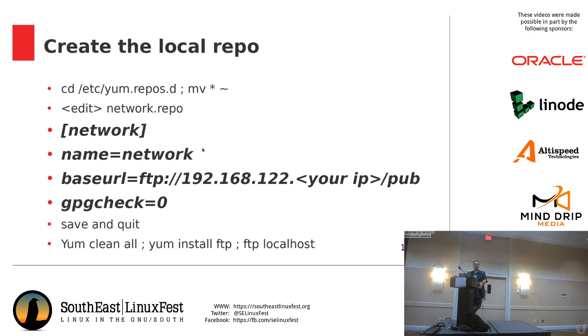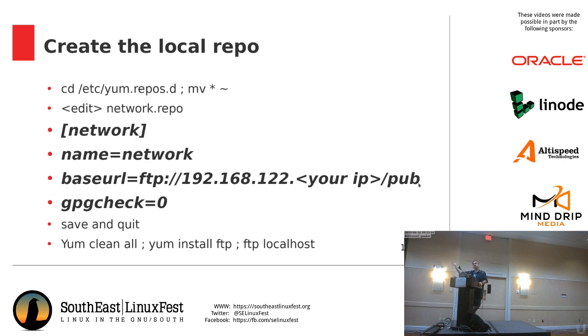Here's the real good part. Here's the punchline. Base URL equals, and then the network and the location of your file. So in our case, it's going to be ftp://192.168.122.47/pub, because that's where we dumped all our files. If I did this right, I'm going to double check, because if I put it in a slightly different directory, I could just change that here and everything will work the way it's supposed to. And then we do gpg check equals zero.